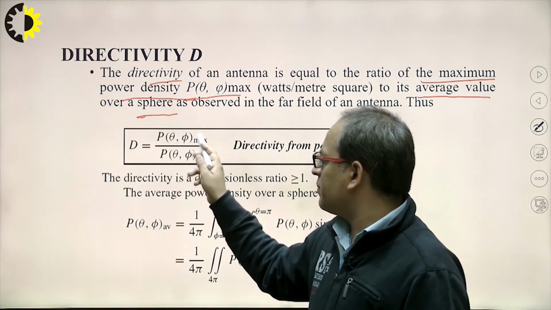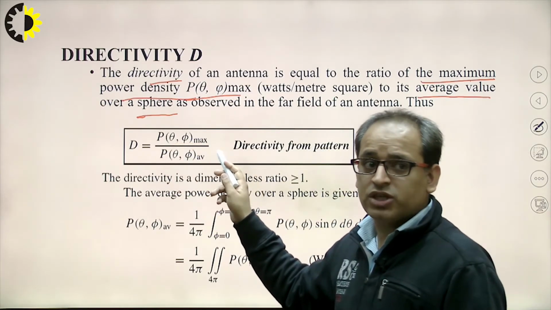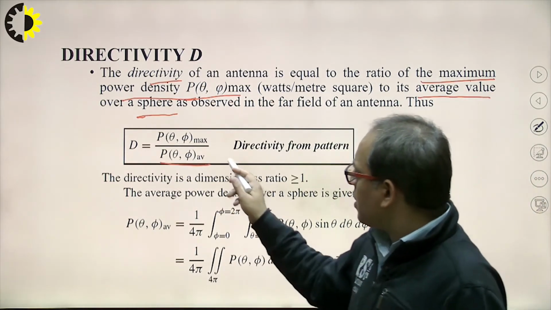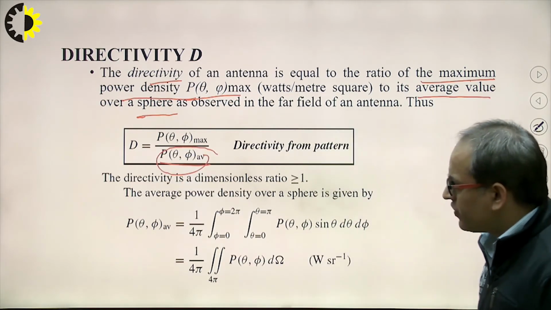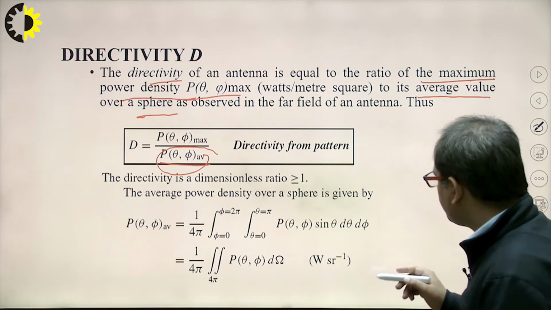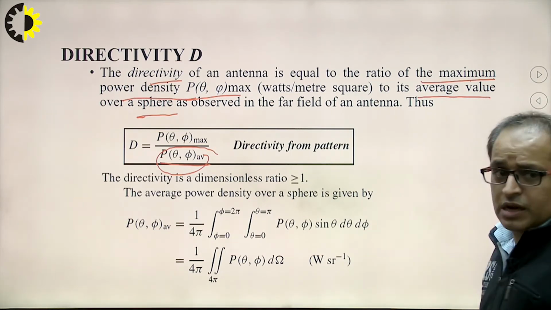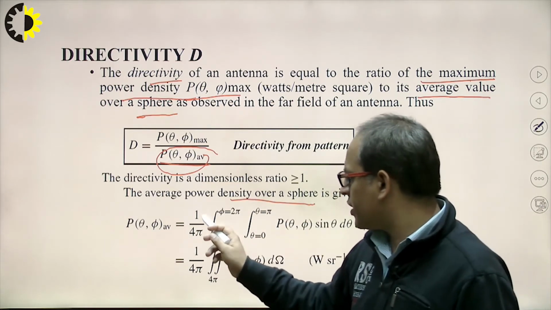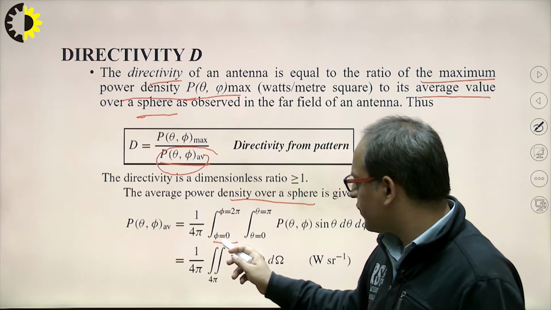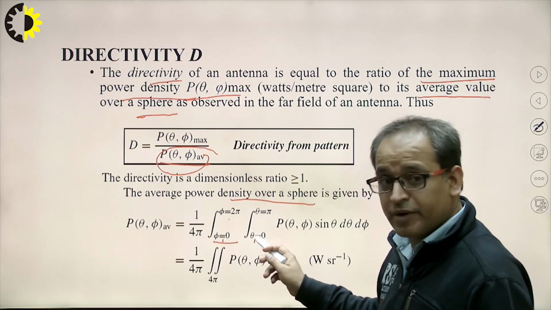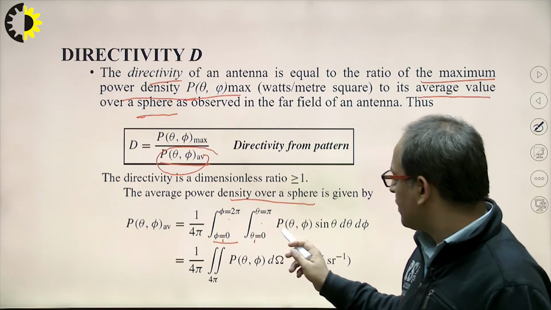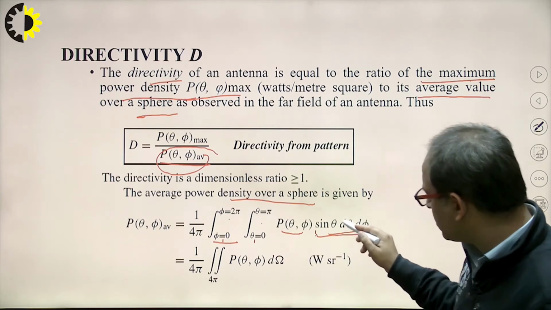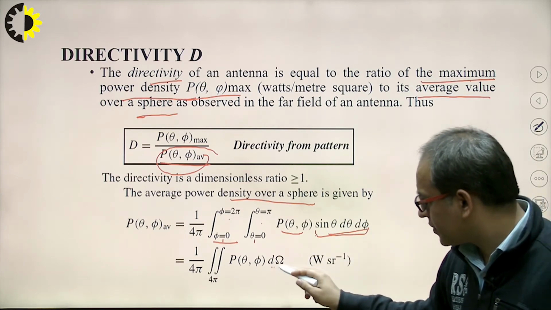So D equals P of theta, the maximum power density in a particular direction, to the average power density. How will I calculate the average power density? Same, it is divided by 4 pi. So the average power density over a sphere is given by 1 upon 4 pi, integrated for phi from 0 to 2 pi and theta from 0 to pi, of P theta phi sin theta d theta d phi. This is the solid angle, which I have already explained. Clear?